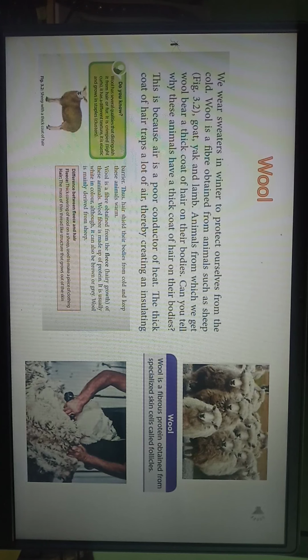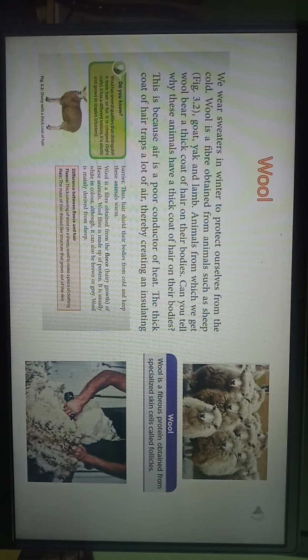Generally, you must have seen on TV and elsewhere that wool is white in color. Although it can also be of two more colors, brown or grey. White भी होता है, कभी-कभी brown and grey color की भी होती है. Okay, this wool is mainly derived from sheep.